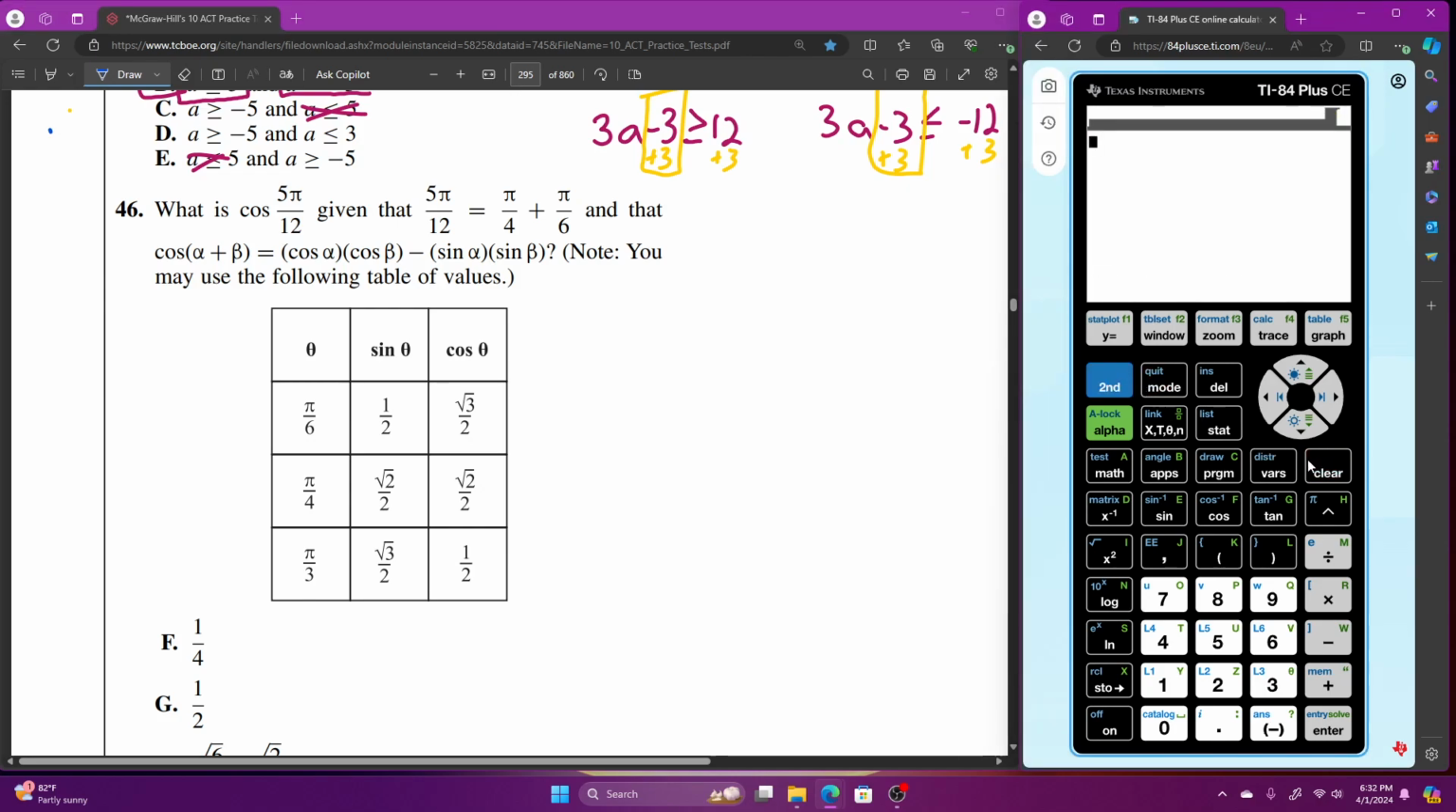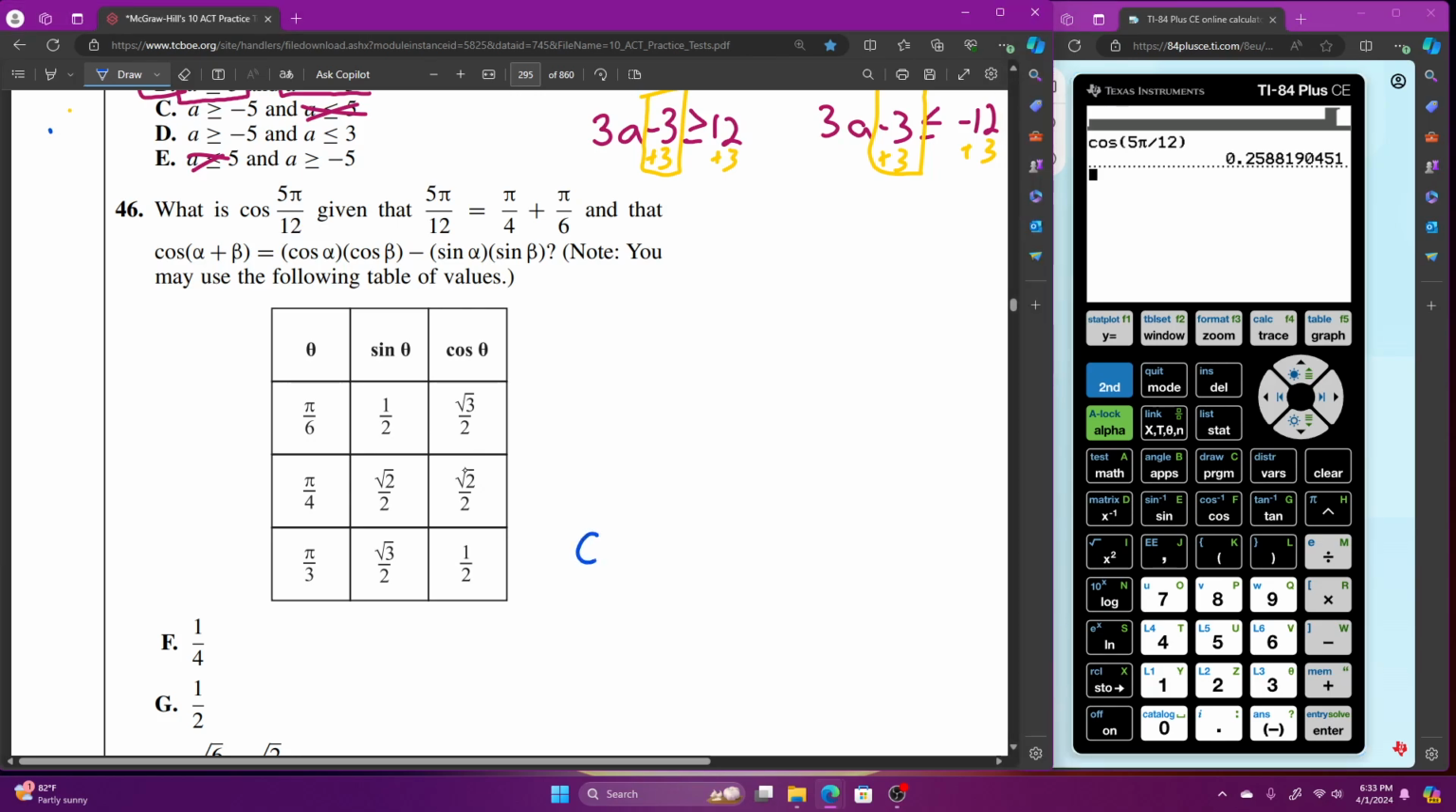I'm just going to put in my calculator 5 pi over 12. We're in radian mode, so I'm going to double check my calculator is in radian mode, and you can see right here when we're talking about circles, you could be in radian or degree mode. You just want to make sure that your calculator is on radian mode before you put this in. So the cosine of, oopsies, 5, and you see your pi is blue, so second pi over 12. Enter.